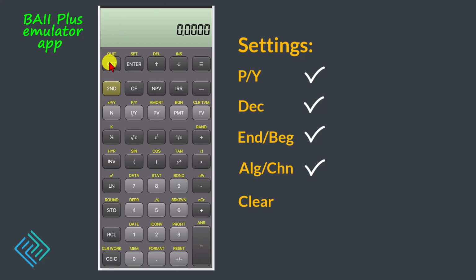Clearing the TVM registers is uncharacteristically easy by the standards of this calculator, needing only 2 key presses. Second, clear TVM. Note that clearing the 5 TVM registers does not also clear the cash flow registers.